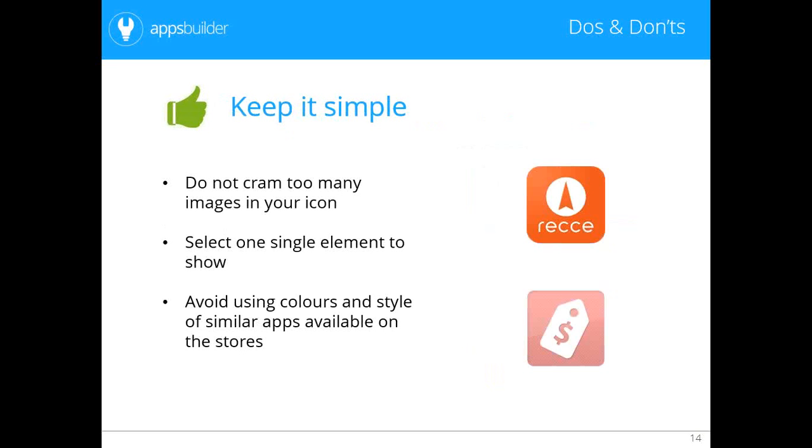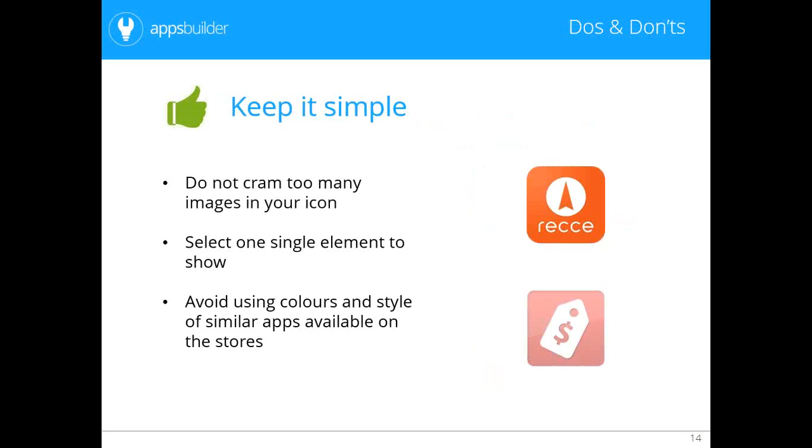So try not to cram too many images into your app icon, and figure out your analogy carefully and select one single element to express your app's main functionality. There is an effective way to do this, and basically you have to ask yourself this question. If you could show people just one thing about your app, what would it be? Well, if you manage to answer this question, you got also the answer to the kind of image that you have to display in your app icon.